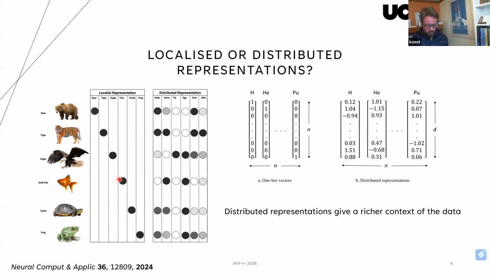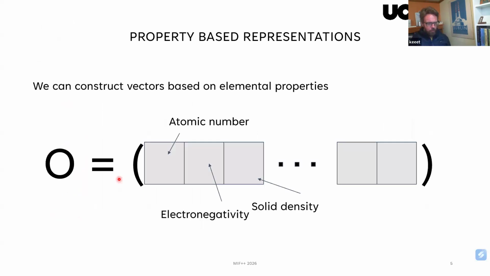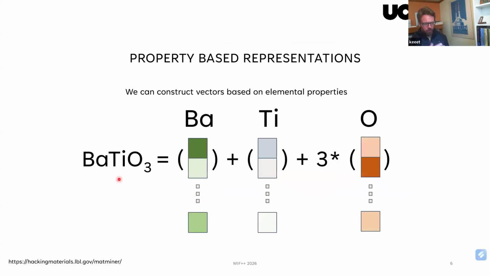So how are we going to do that? A way that people have done it previously to the work we were doing, a lot of the work that people did, was you construct vectors based on the elemental properties. And then if you've got a material, you simply add them together in the stoichiometric ratio and you get your representation for the material. And that is quite useful. That is a useful way of building a distributed representation.